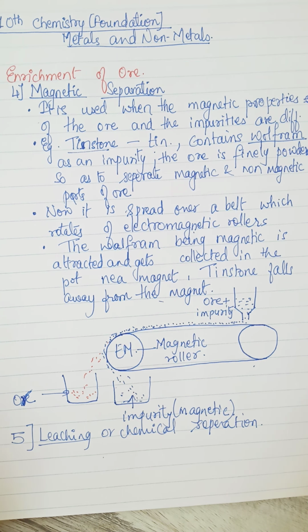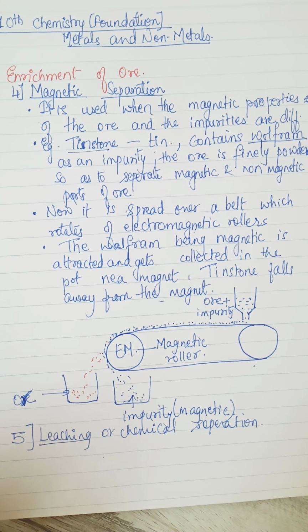filtered out. Now the filtrate containing sodium aluminate and sodium silicate is continuously stirred. Why? When we stir it, we add some freshly prepared aluminum hydroxide for several hours, freshly prepared aluminum hydroxide.